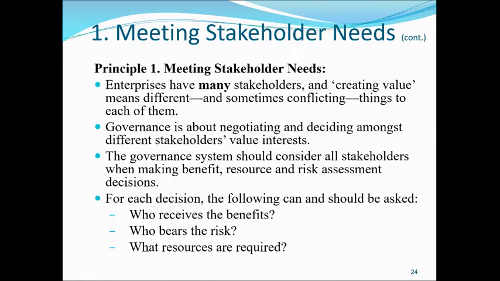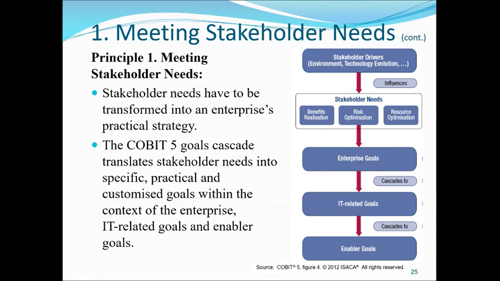So principle one, meeting stakeholder needs. Stakeholder needs have to be transformed into an enterprise practical strategy. So the COBIT 5 goals cascade translates stakeholder needs into specific, practical, and customized goals within the context of the enterprise: IT-related goals and enabler goals. So this one: stakeholder needs, when satisfied, cascade into enterprise goals, IT-related goals, and enabler goals.